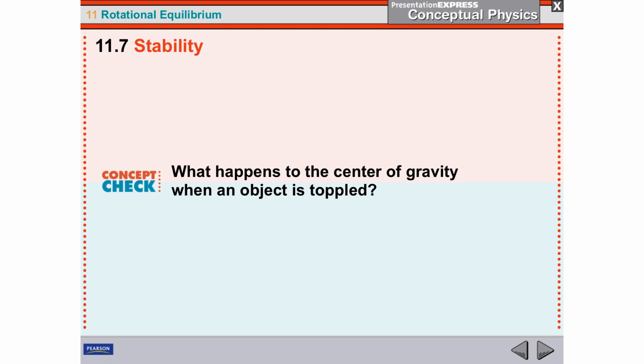So what's your final question? What happens to the center of gravity when an object is toppled? The center of gravity lowers.